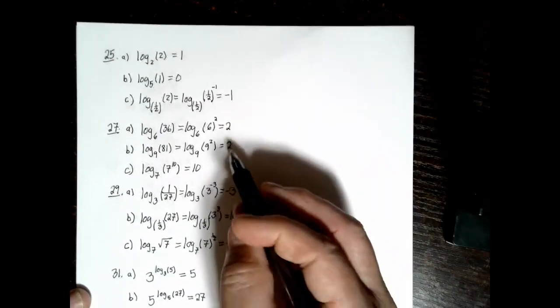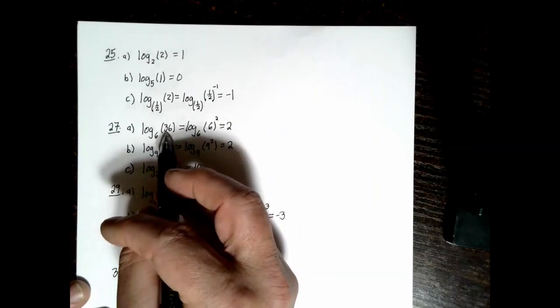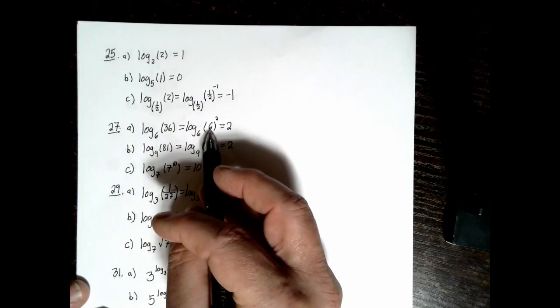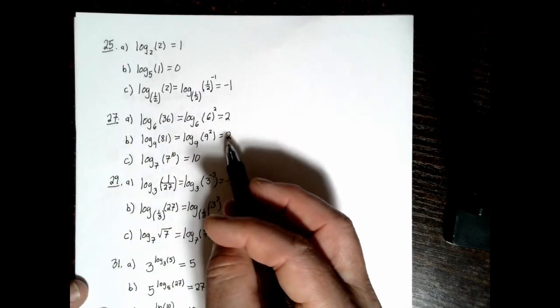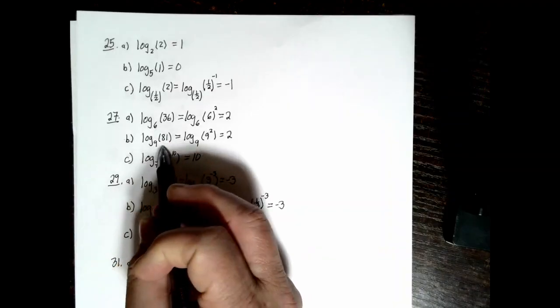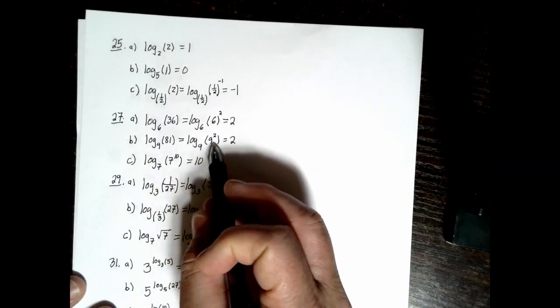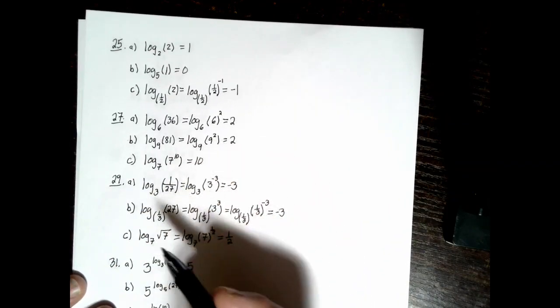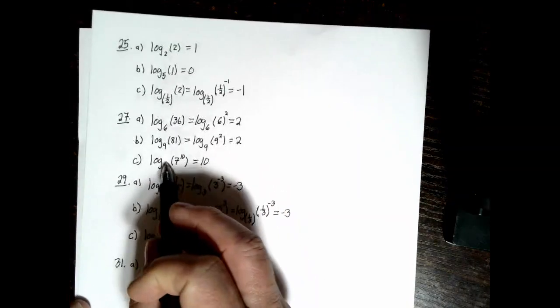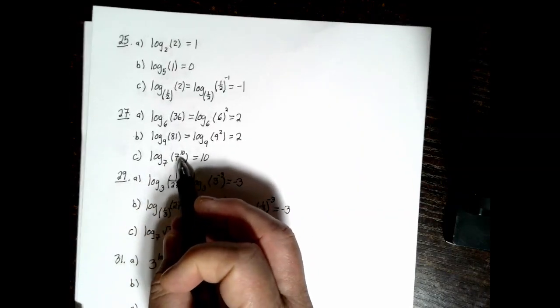Alright, so continuing on, you've got log base 6 of 36 equals log base 6 of 6 squared, so your answer is just 2, the exponent. Log base 9 of 81 is log base 9 of 9 squared, so the answer is just the exponent, 2. Log base 7 of 7 to the 10 equals just 10.